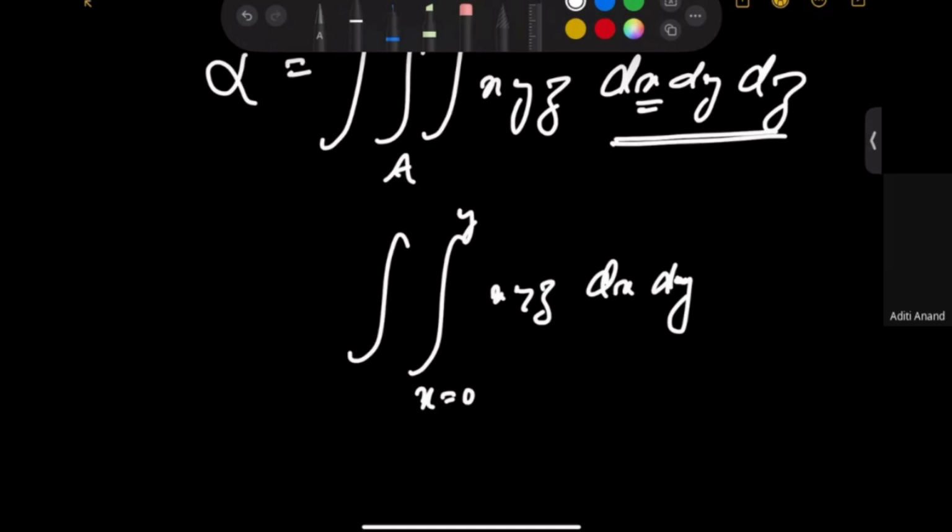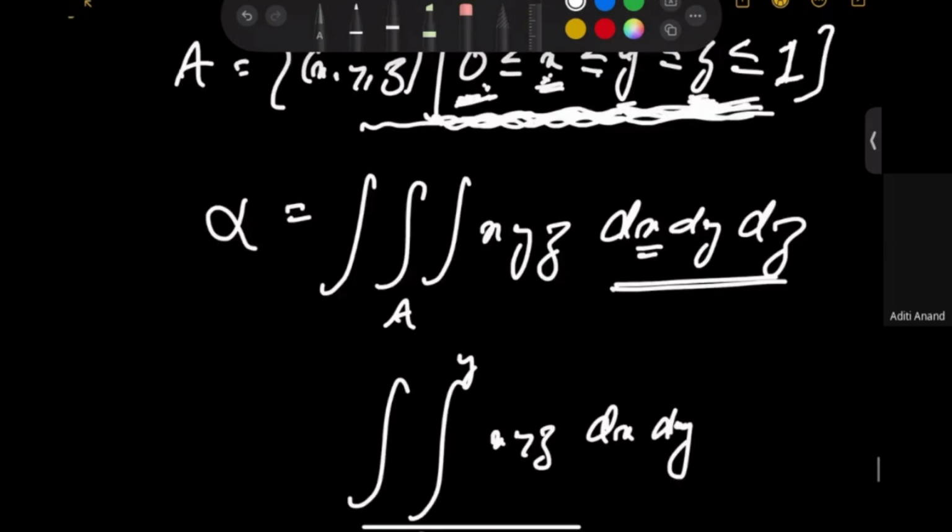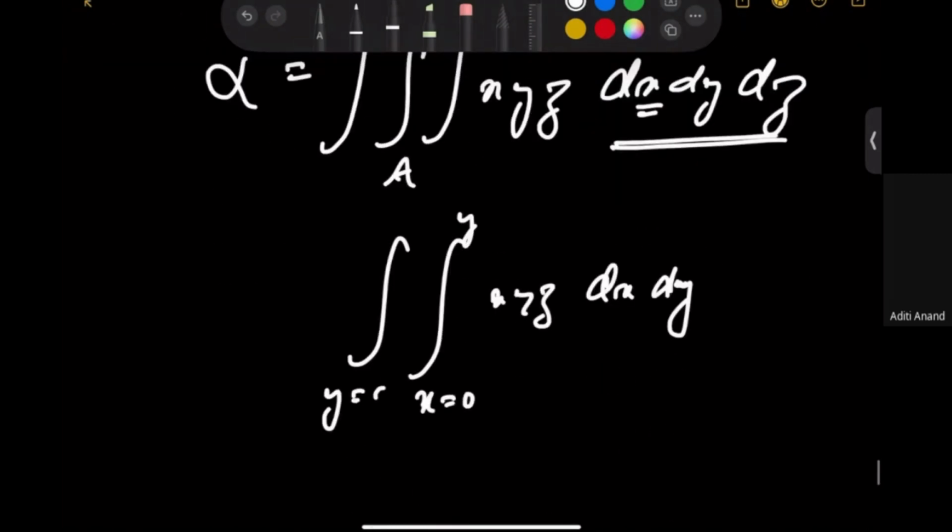Because the inner integral we are already taking x. If we put x here, then the problem is that after we have taken care of x, this x will reappear again, right? That is precisely the reason why we should use 0 to z. Y goes from 0 to z.